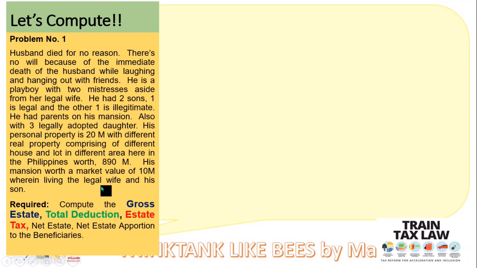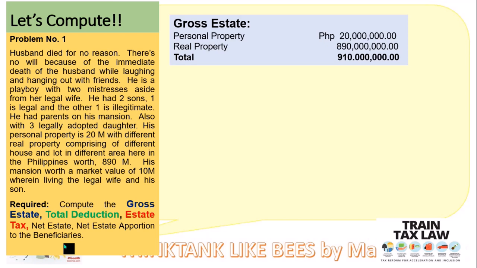So the requirements are first to compute the gross estate, then the total deduction, the estate tax, and the net estate, which should be apportioned to the beneficiaries. So let's start to compute the gross estate. Gross estate is personal property plus the real property, so the total is 910 million.